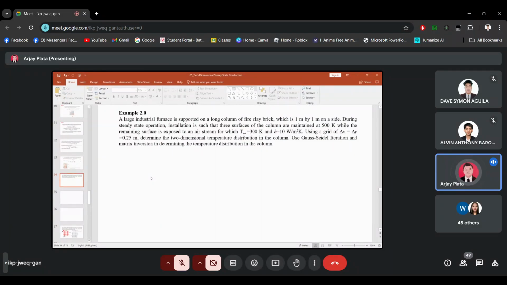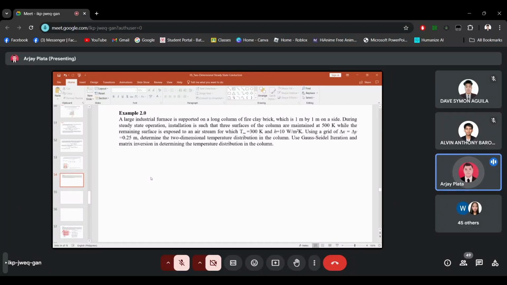A large industrial furnace is supported on a long column of fire clay brick, which is 1 meter by 1 meter on a side. During steady state operation, insulation is such that three surfaces of the column are maintained at 500 Kelvin, while the remaining surface is exposed to an air stream for which T infinity, the temperature of the stream, is 300 Kelvin, and the convection coefficient is 10 watts per square meter Kelvin. Using a grid of delta x equals delta y equals 0.25, determine the two-dimensional temperature distribution in the column.